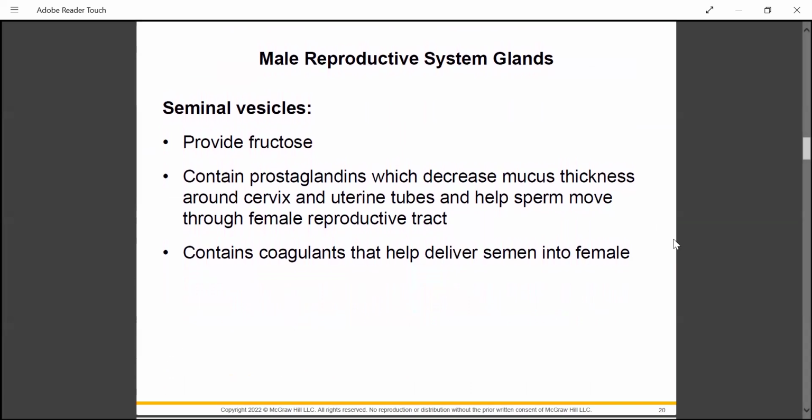The seminal vesicles provide fructose, which is a type of sugar that can be utilized by the sperm. It also contains prostaglandins, so this helps decrease the mucus thickness around the cervix, so it makes it easier for sperm to travel through it. And it also helps the sperm get into the uterine or fallopian tubes where fertilization takes place.